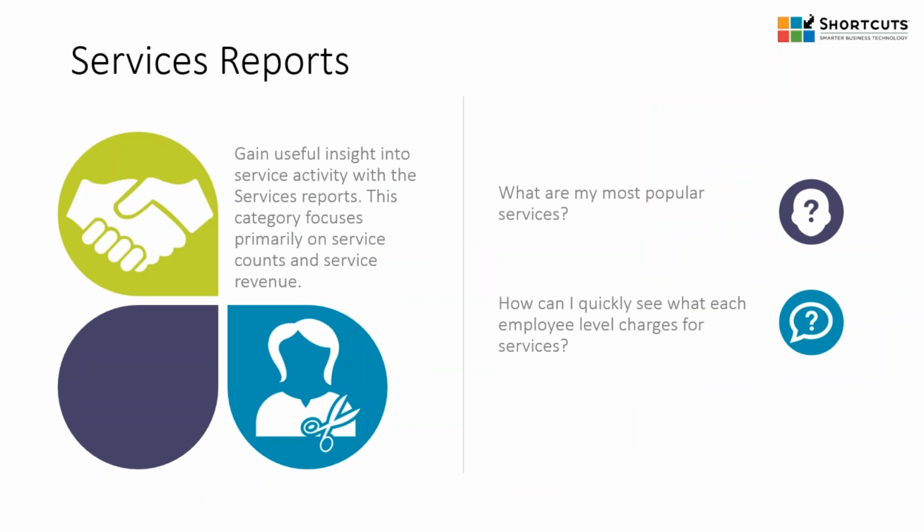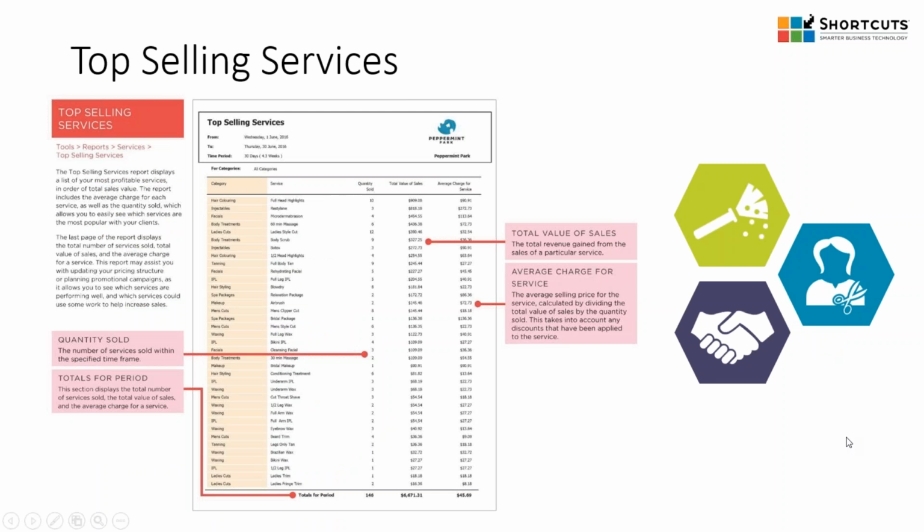Now the next one we want to look at here is our service reports. Okay, so the service reports focus on service counts as well as service revenue. So what are my most popular services, and how can I quickly see what each employee level charges for services? Okay, so the first one, obviously the top selling services report, tells us which services are being sold more. It gives us the total value as well as the average charge for that service.